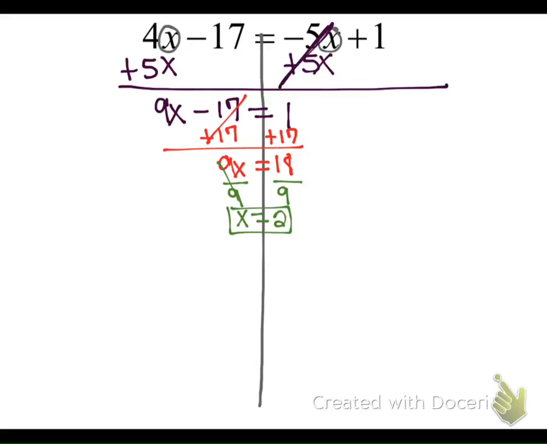So that one was pretty basic. We didn't have to worry about distributing. We didn't have to worry about combining like terms. We just had to get the variables to that same side of the line of equality. Okay, let's take a look at the second one.